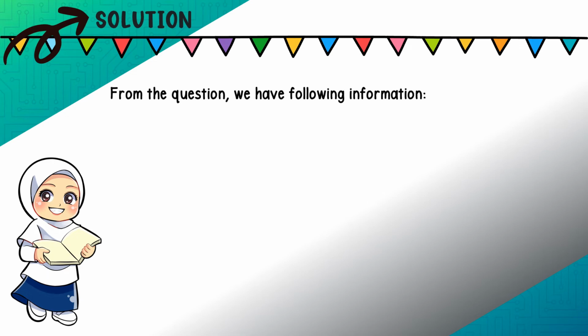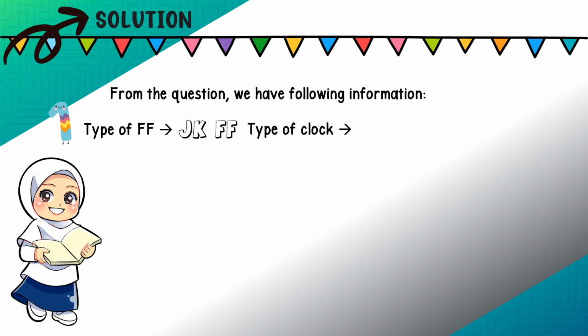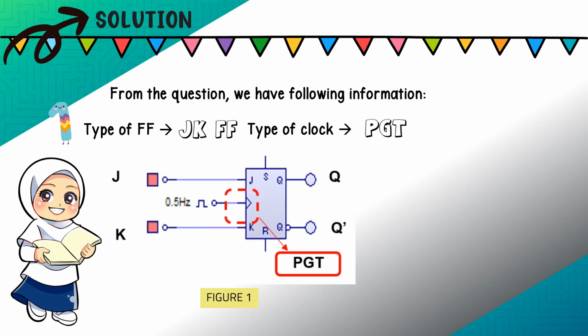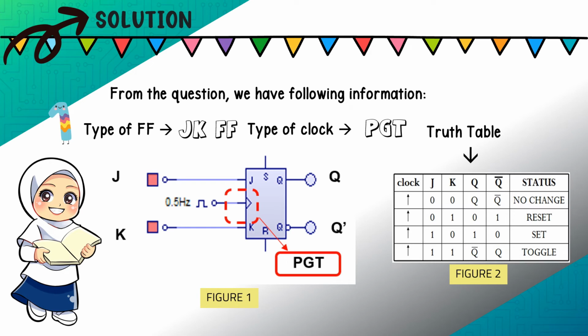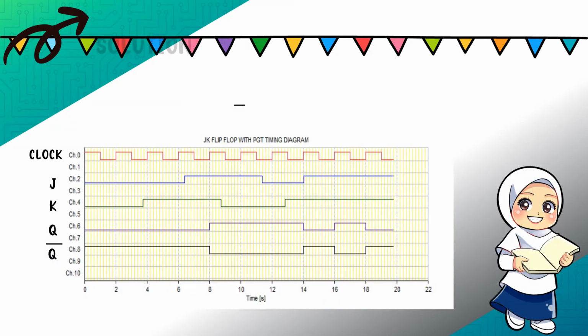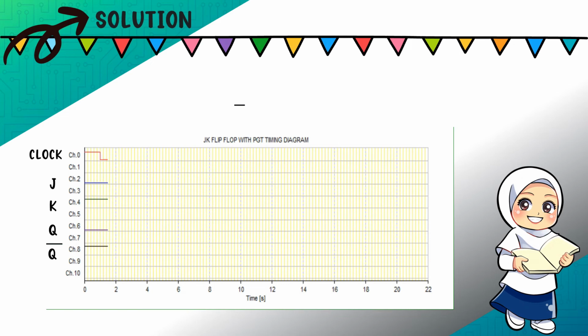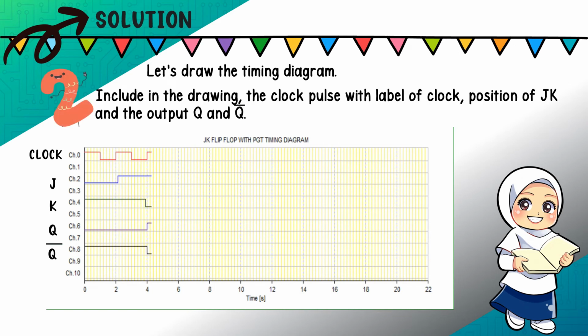From the question, we need to know the type of flip-flop used and the type of clock required. The type of flip-flop used is JK flip-flop in PGT mode. Refer to Figure 1. It shows the symbol for JK flip-flop with PGT. Next, we need to identify the truth table for JK flip-flop. So now, take a look at the timing diagram produced. The clock pulse with label of clock, position of JK and the outputs Q and Q bar are included in the timing diagram.